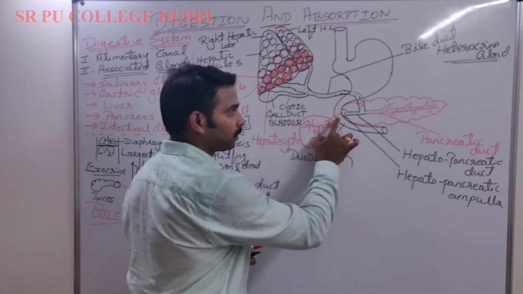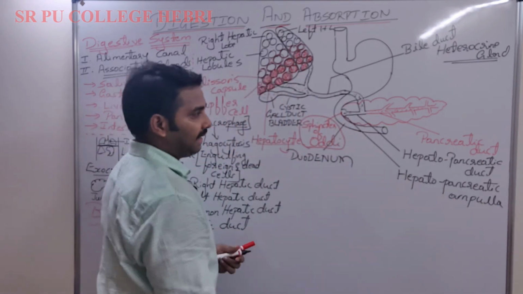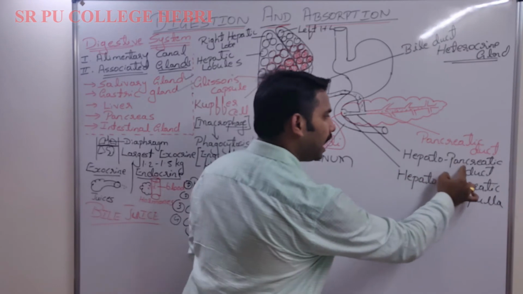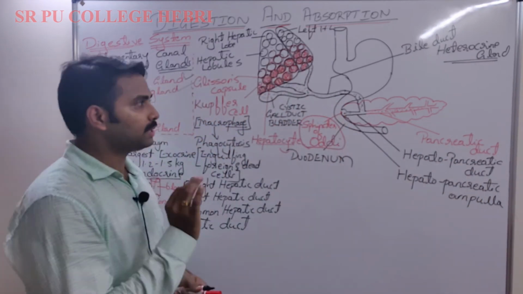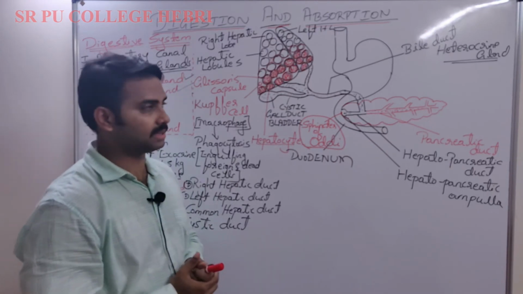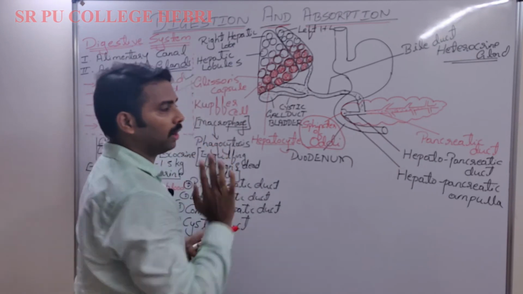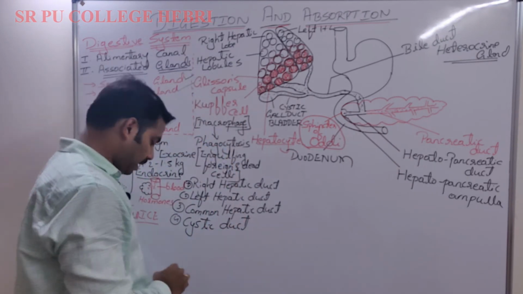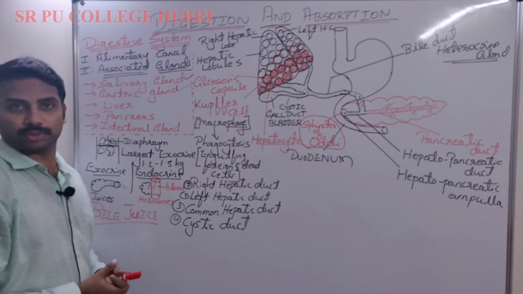Sphincter of Oddi guards the hepatopancreatic ampulla. Some may directly ask you which one will guard the hepatopancreatic duct. That time also your answer is which one? Sphincter of Oddi. Is that clear? This is about how the juices are finally released to our small intestine. Now let us continue with the composition of bile juice.